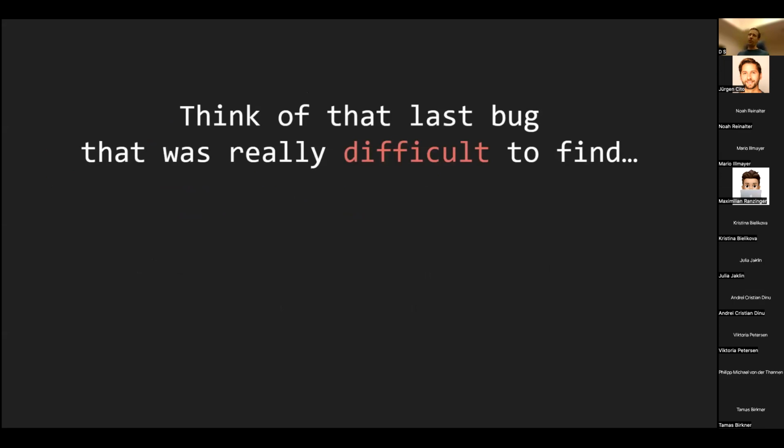Okay, so think about this: the last time you ran into a bug. If you're programming on a regular basis, it probably was yesterday. Basically, any day you program, you will probably run into some bugs. Some of them are very difficult to find.